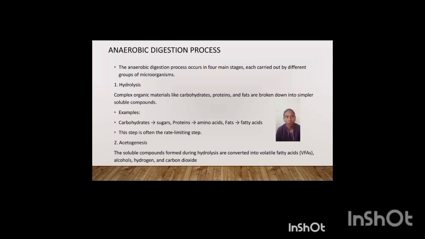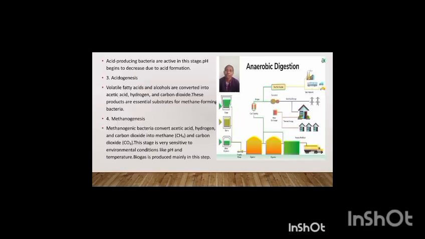Acidogenesis: the soluble compounds formed during hydrolysis are converted into volatile fatty acids, alcohols, hydrogen and carbon dioxide. Acid producing bacteria are active in this stage, and the pH begins to decrease due to acid formation. Acetogenesis: volatile fatty acids and alcohols are converted into acetic acid, hydrogen and carbon dioxide. These products are the essential substrate for the methane forming bacteria.